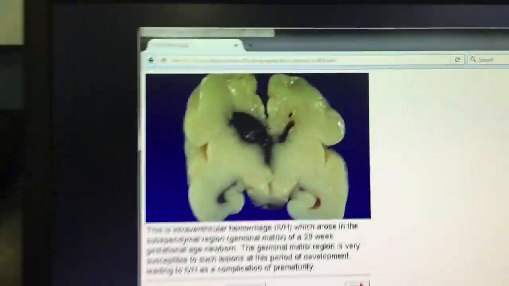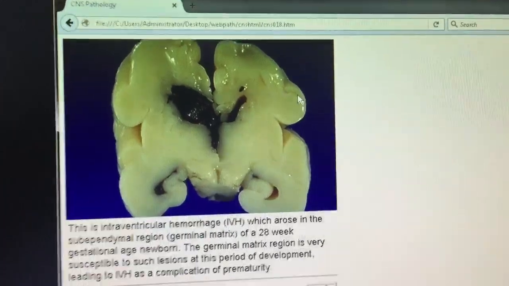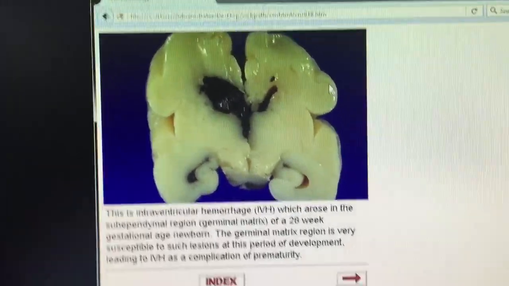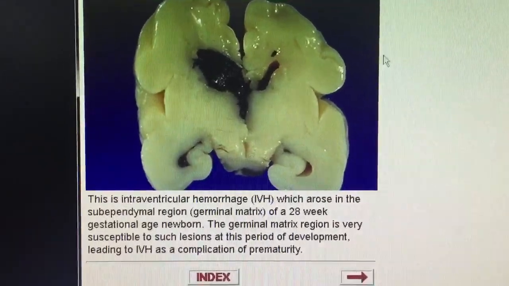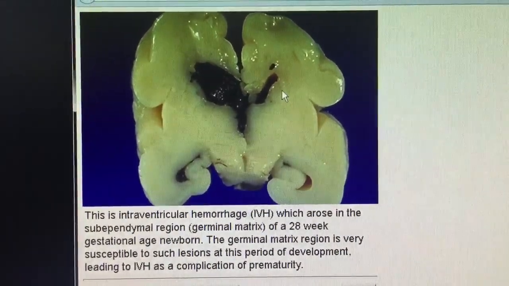We'll start with CNS hemorrhage. We have different types of hemorrhage according to the size of the hemorrhage, and each type has a different cause, okay? So here we have intraventricular hemorrhage.